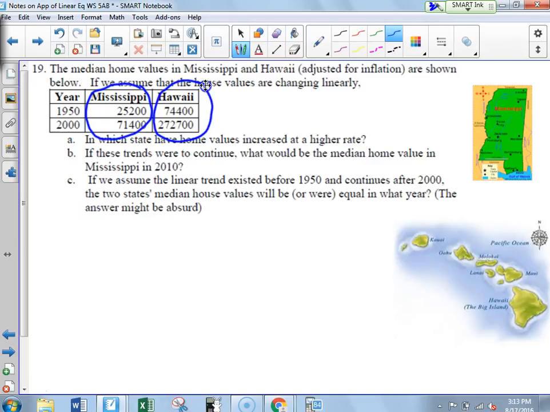Do we need to do too much math to answer question A? In which state did the values increase at a higher rate? What would we do if we wanted to figure that out? Exact value for each one. You would subtract to figure out how much it went up and then divide by 50 years, right? Because it wants at a higher rate, so I would assume they're saying per year. I guess it wouldn't matter if you did per 50 years, they're both per 50 years. But if you subtract, you get that Hawaii is much higher.